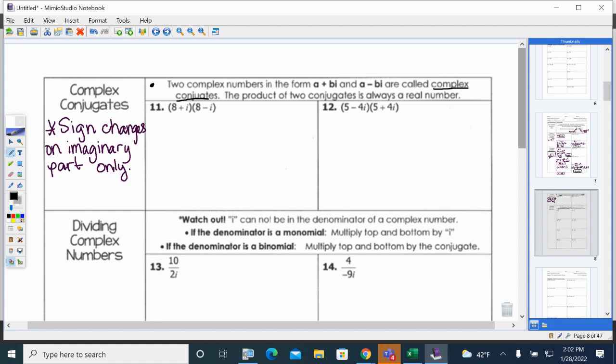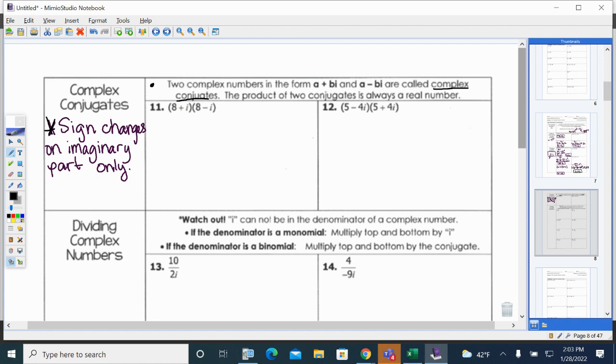And if you look at these on number 11, you've got an 8 plus i times an 8 minus i. Those are complex conjugates. Number 12, 5 minus 4i times 5 plus 4i. Again, those are called complex conjugates. And I've written a little notation here. The signs change on the imaginary part only. So with your complex conjugates, only the sign on the imaginary part is different. They're opposites of each other.